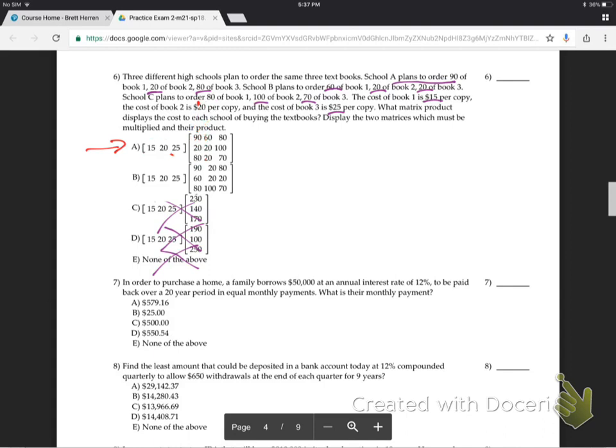So what? Okay, well, see if that's right. Now, do you want 15 multiplying 90? Because that's what it'll do. That's the first thing it'll do. Is that a reasonable thing to do? Yes, it is. Because 90 is book 1, that's how many book 1s. And 15 is the cost of book 1. So 90 copies of book 1 times $15 a copy. That's perfect. But, of course, matrix B also goes across and down, and it starts with 15 times 90 also. So far, so good.